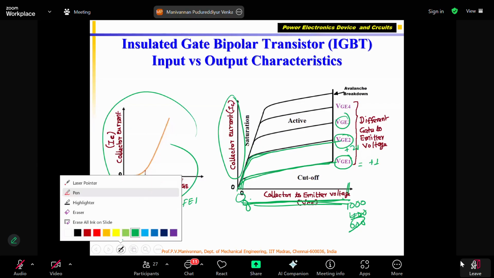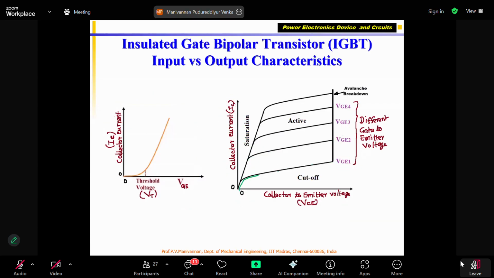So we can see that the current increases. This is called saturation, and this line is called the saturation region. Beyond that, I cannot apply voltage. This is equal to 1000 volts, which is also called the breakdown voltage. For an IGBT, VCE max, for example 1000 volts, is the maximum voltage you can apply, also called breakdown voltage or avalanche breakdown. Beyond that, you should not give. If I give 1500 volts, my IGBT will fail. Heavy current will flow and it will destroy it.